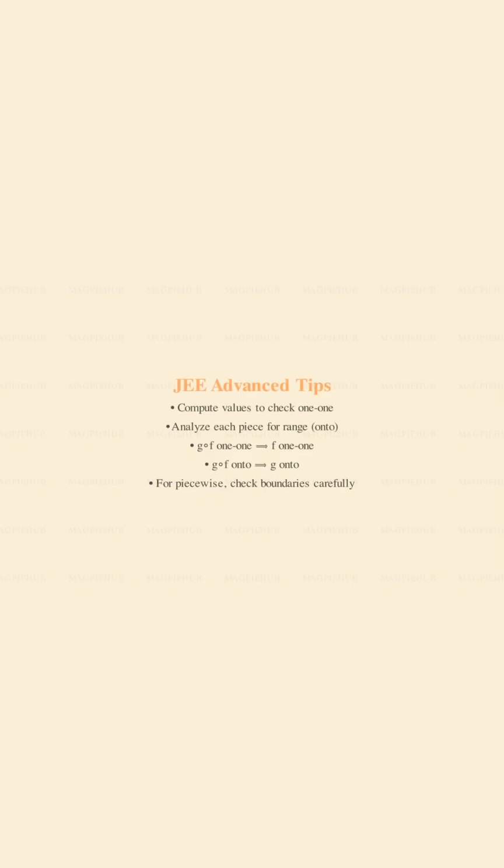Tip. For functions defined piecewise, always compute a few values to check injectivity. To check onto, determine the range by analyzing each piece separately. For compositions, remember that if the inner function is not 1-1, the composition cannot be 1-1. And if the outer function is not onto, the composition cannot be onto.